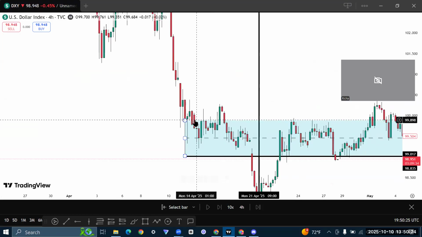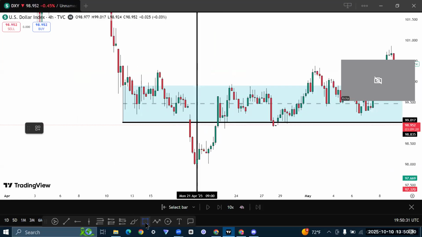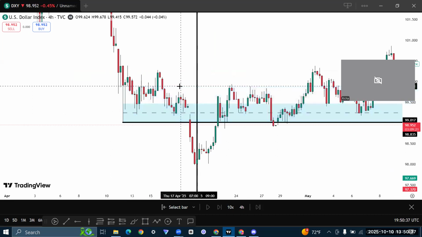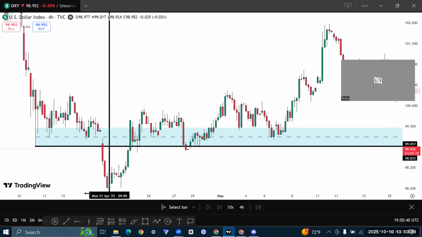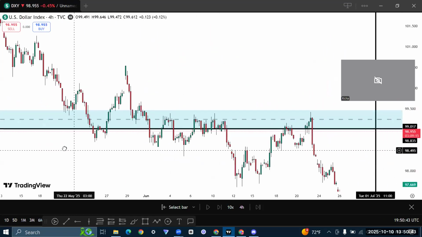I mark out the entire wickedest candle, boom, to find the 50%. And the 50% and lower is right here. So this will be the range I mark out. This is what I delete. And I take buys and sells, everything inside of that range.